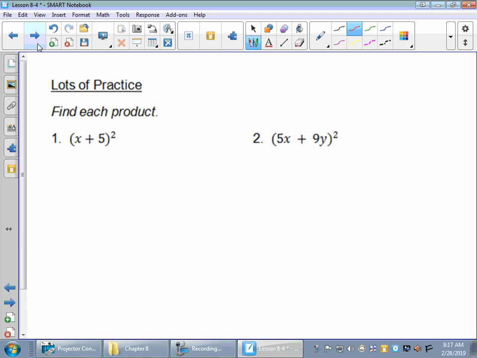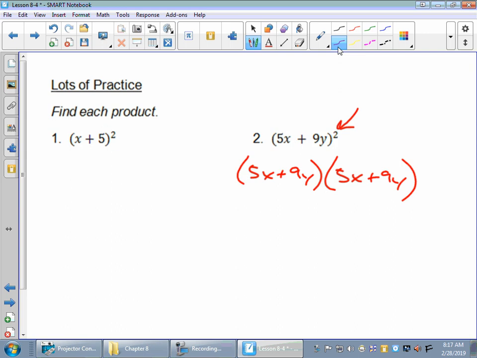All right, so let's do a couple practice problems. Number 2 here. We've got 5x plus 9y squared. So again, it's the square here, so we're going to write this out twice. 5x plus 9y times 5x plus 9y in parentheses.